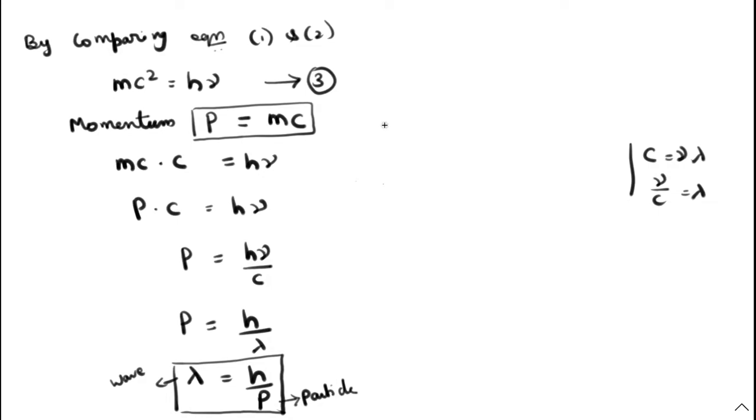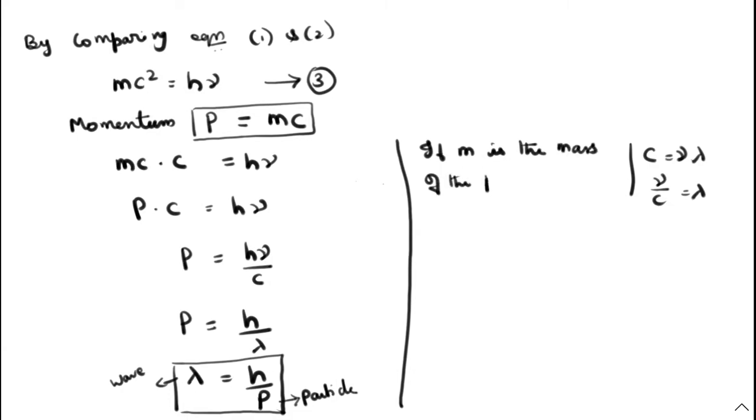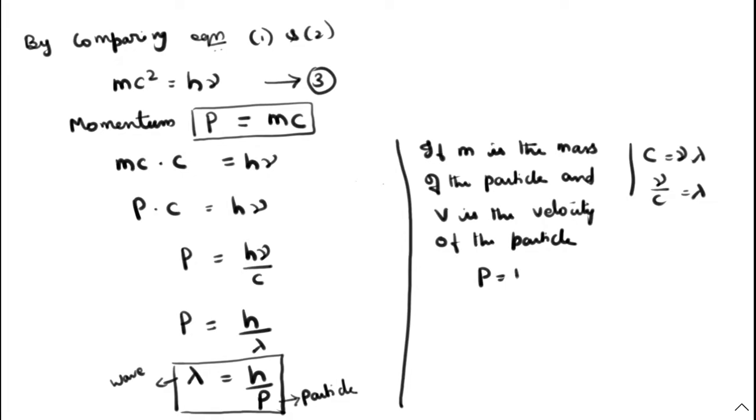So how can we change this equation? If m is the mass of the particle and v is the velocity of the particle, then momentum p can be written as p is equal to mass into velocity. Here m is the mass of the particle and v is the velocity of the particle. So that lambda is equal to h by mv.